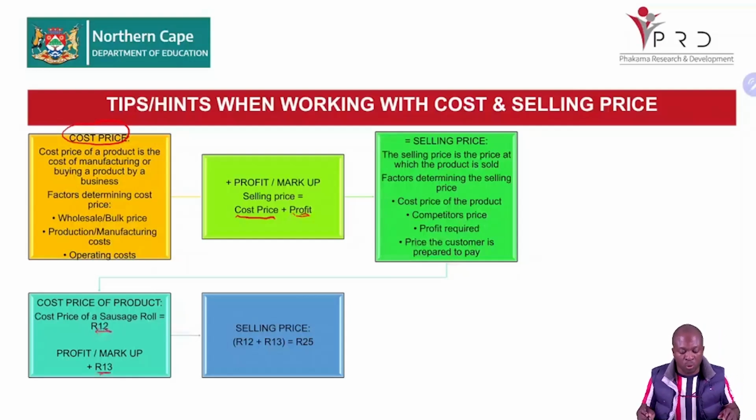So what should we do? We are going to add the 12 Rand and the 13 Rand so that we end up getting 25 Rand. I hope you understand what I'm saying. I'm trying to determine the selling price. The item is 12 Rand. That's how much I spent to make it. And I want to make a profit of 13 Rand. So I add the 13 Rand to my 12 Rand which I used.